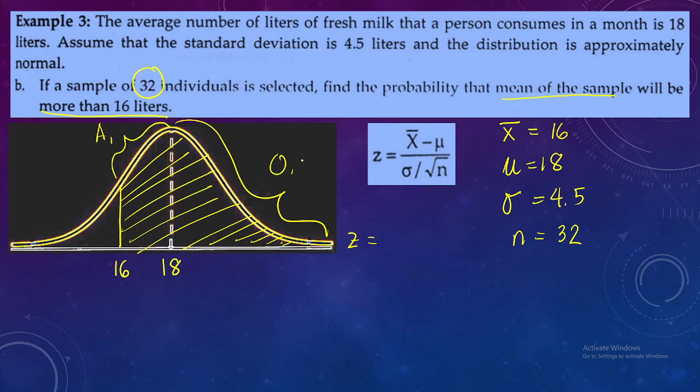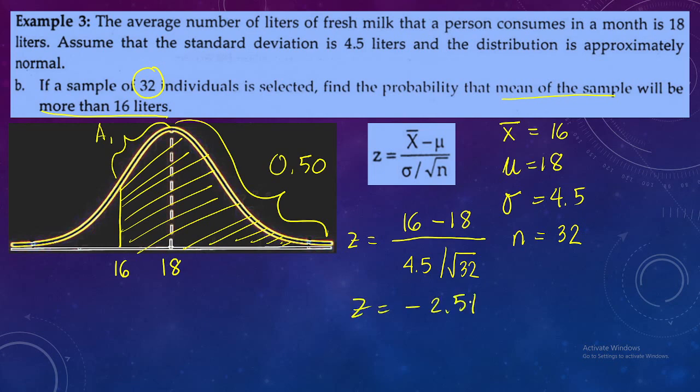So our sample mean is 16 minus the population mean, which is 18, divided by the standard deviation 4.5, which is divided further by the square root of our sample size, which is 32. Kindly use your calculator. How much do we get for this? Negative 2.51, sir. Negative 2.51 is right. So meaning the answer is Z is negative 2.51.